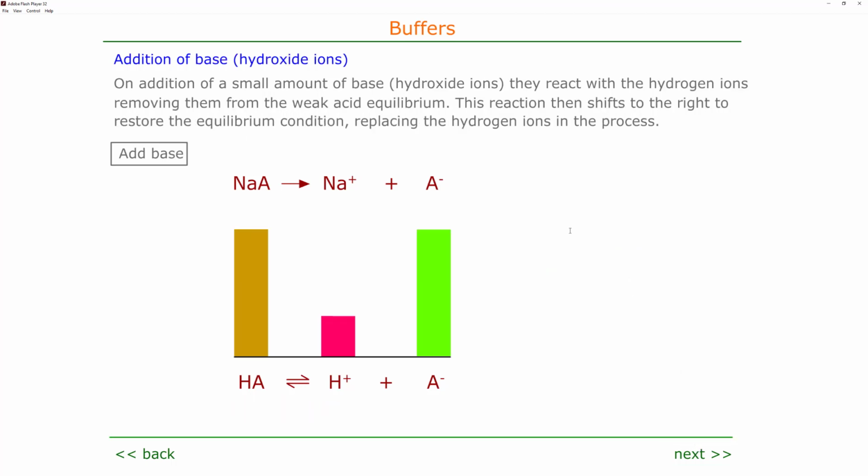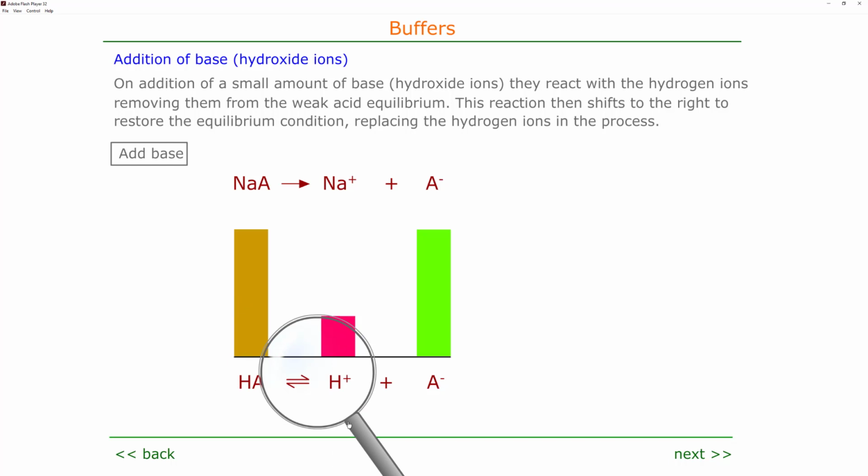Now let's consider what happens if we add some base. And we've got these two systems here, remember. We've got the sodium ethanoate completely dissociated into sodium and ethanoate ions. So there's a large reservoir of ethanoate ions. And the acid, the ethanoic acid, is only a little bit dissociated, so there's a large reservoir of HA. Well, OH minus ions, when we add them, a base, can only interact with the hydrogen ions.